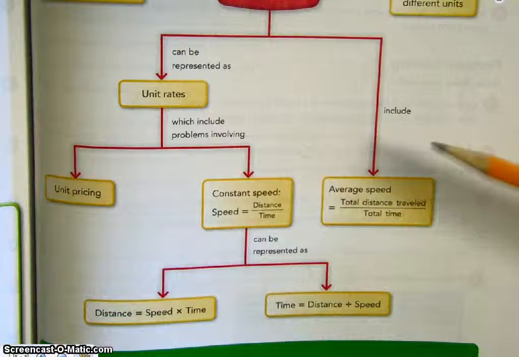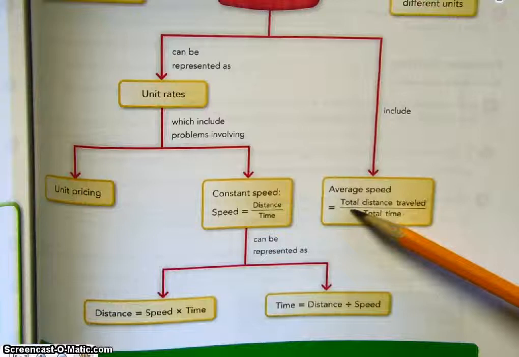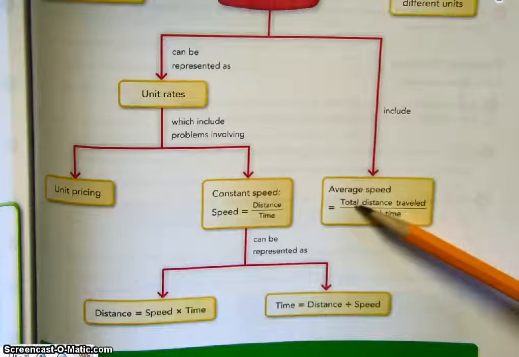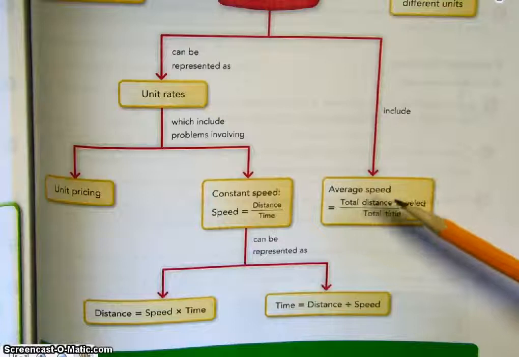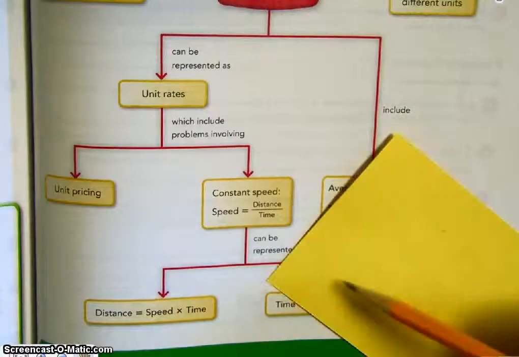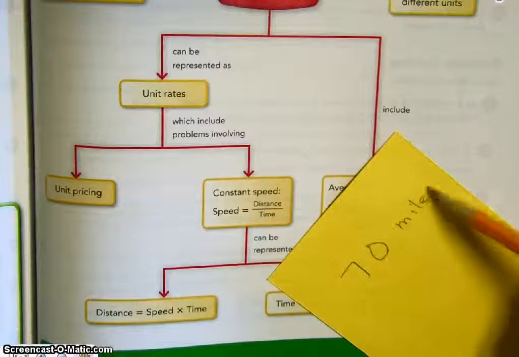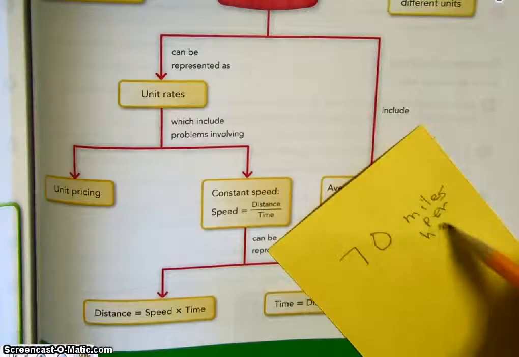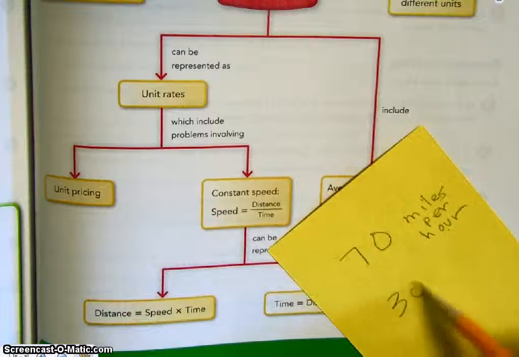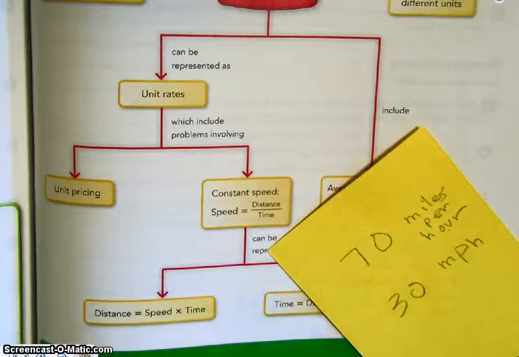So that's finding our average speed. If Sally was driving and she was going 70 miles an hour on the freeway, but then she had to slow down to 30 miles an hour because of traffic.